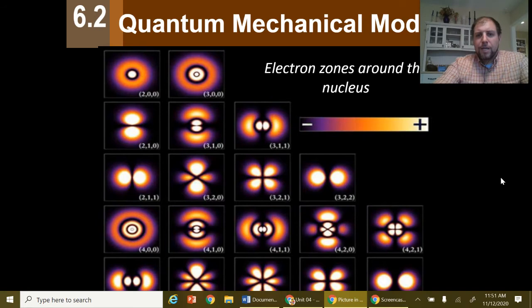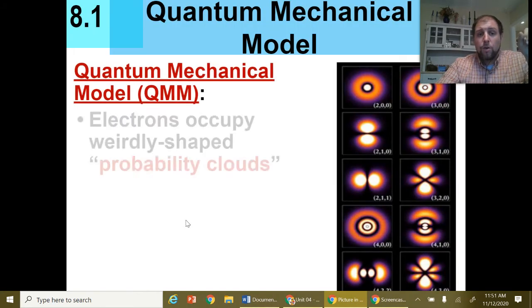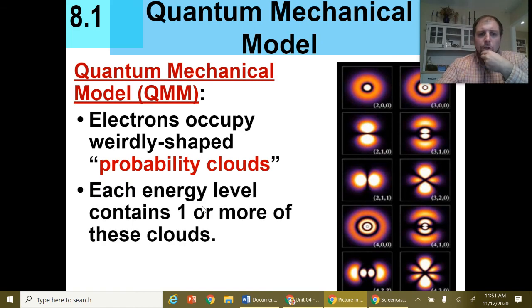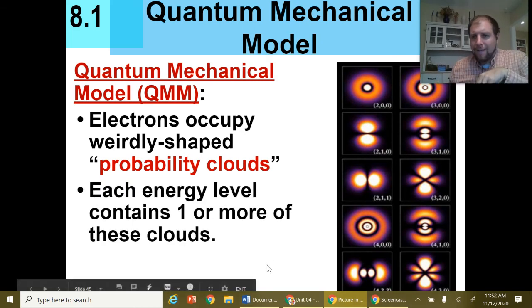So again, these are pictures of some of the clouds of electrons around the nucleus. The lighter colored, the more likely you will find electrons in those clouds, okay? So again, quantum mechanical model: electrons occupy weirdly shaped probability clouds, not these perfectly circular orbits. All right, these energy levels still exist.